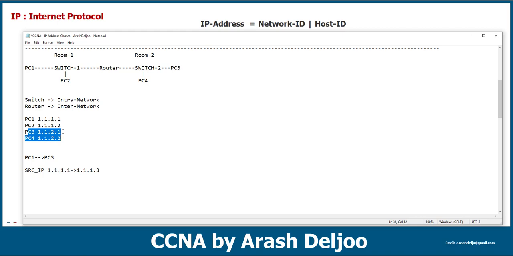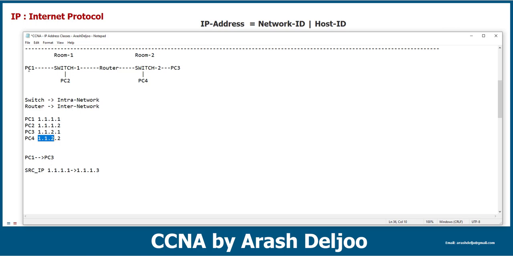We will have more information about this addressing later, but let me say that, as you can see, the first 3 octets of PC1 and PC2 are the same, and also the first 3 octets of PC3 and PC4 are the same, but they are different from the room 1 PCs, PC1 and PC2. Now here we have a little routing information.